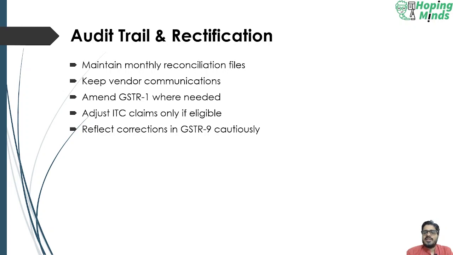So their mistakes can be rectified through GSTR1 amendments or debit notes and credit notes, then through vendor corrections, and at last it can be rectified through the annual return adjustment, that too with a proper caution.